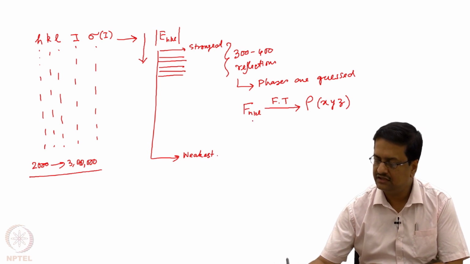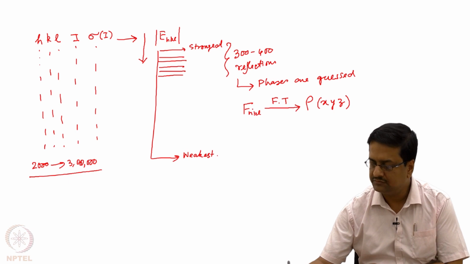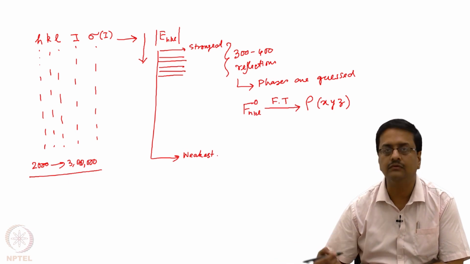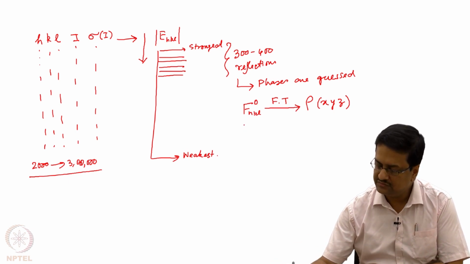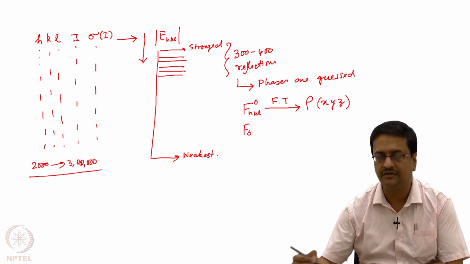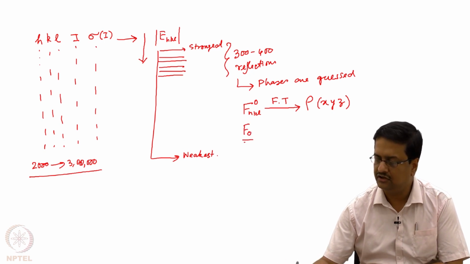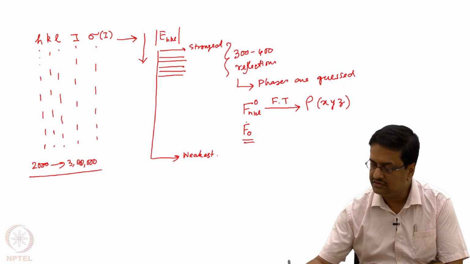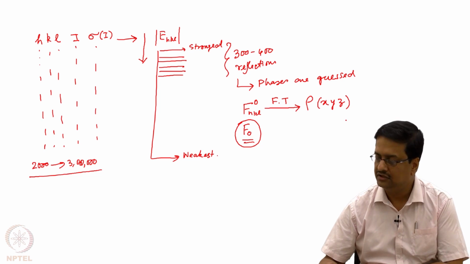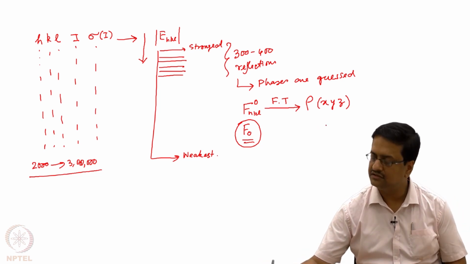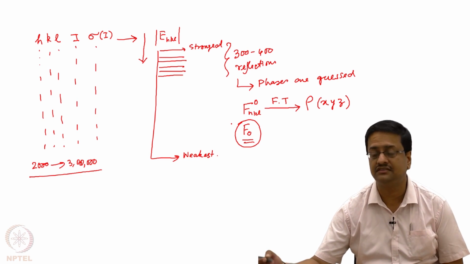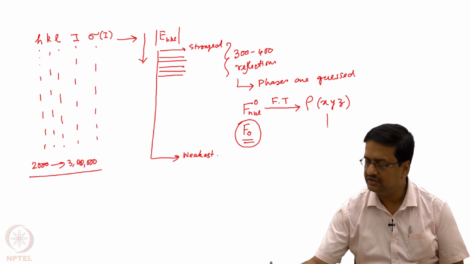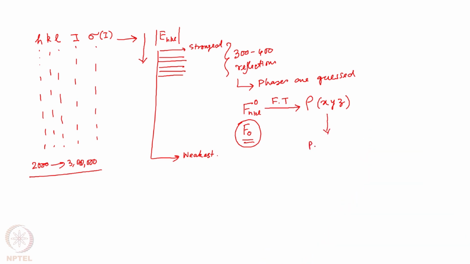Remember, this FHKL is sometimes also written as FO. It is also sometimes just written as simple F observed. So this is the observed structure factor with the guessed value of phases, and it is used in the structure solution program for the Fourier transformation method. So by doing this Fourier transform of FHKL to rho XYZ, what we get is a partial structure.